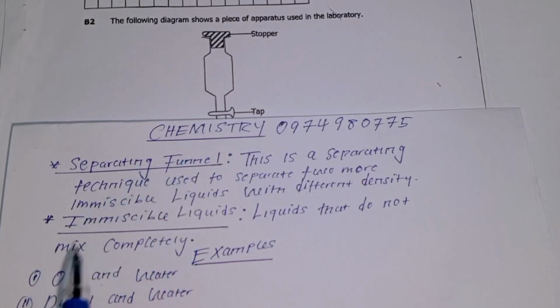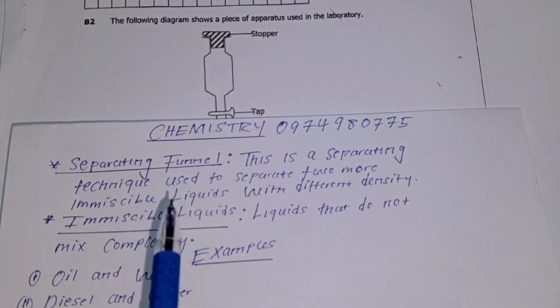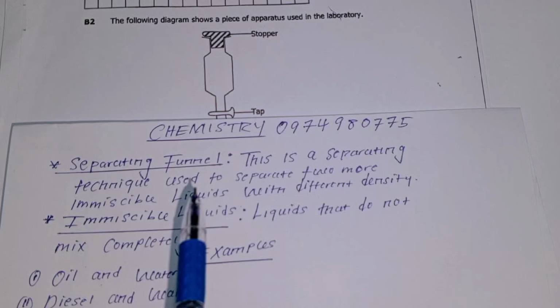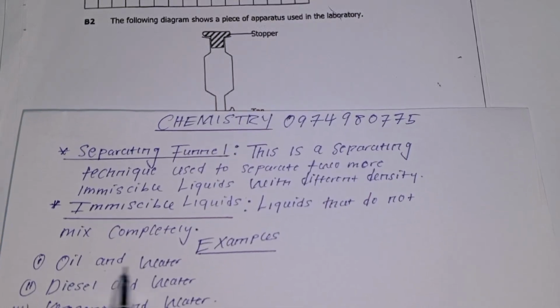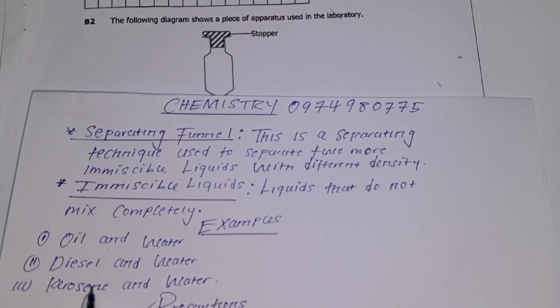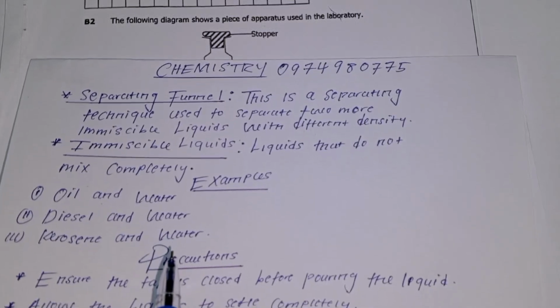Now, when you talk of immiscible liquids, these are simply liquids that do not mix completely, or rather these are liquids that form a distinct layer upon being mixed. Examples of those liquids are oil and water, diesel and water, kerosene and water, benzene and water, and so many more.